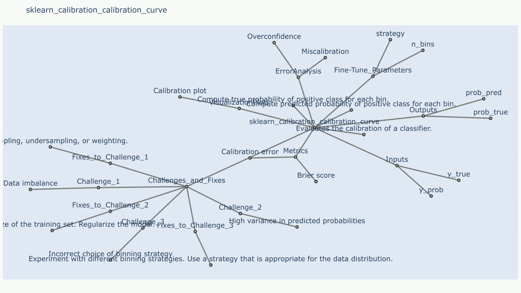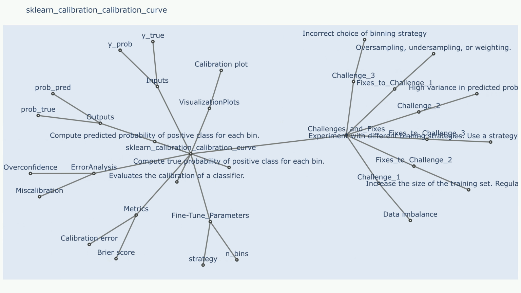Inputs. y_true. This is a 1D array containing the true labels of your data. The values in this array should correspond to the target variable you are trying to predict. For example, if you are classifying spam emails, this could contain values like spam or not spam.